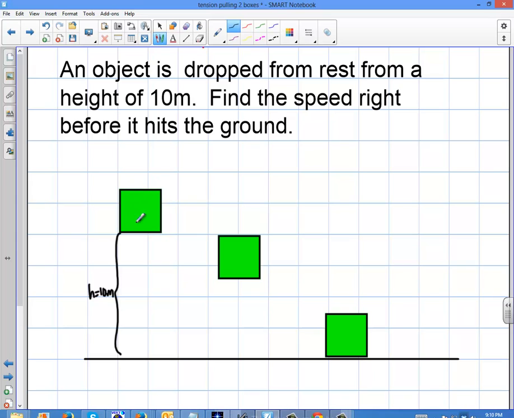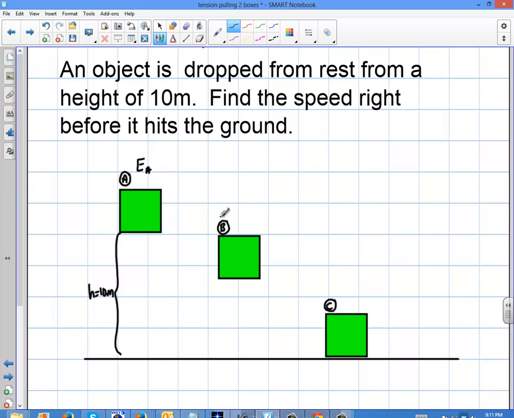So here's your object. It's released from rest, and it's going to start falling, and eventually it's going to hit the ground. But I'm going to find the speed right before it hits the ground. So I can label these different points in time. This is going to be point A, this is going to be point B, this is going to be point C. Now the mechanical energy of the system is going to be conserved.